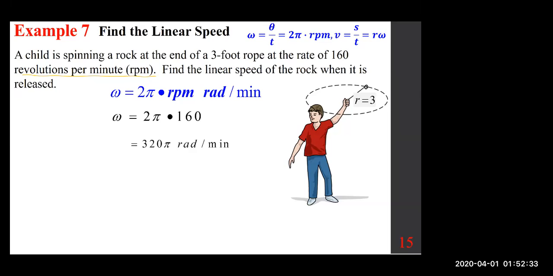Now, for now, you can keep it as that, okay? If you want to use pi as 3.14159 and find the approximation, so be it. V equals R omega, where R is simply 3. And so when we multiply, we get 960 pi. Now, 960 pi is about 3,016 feet per minute, okay, class?